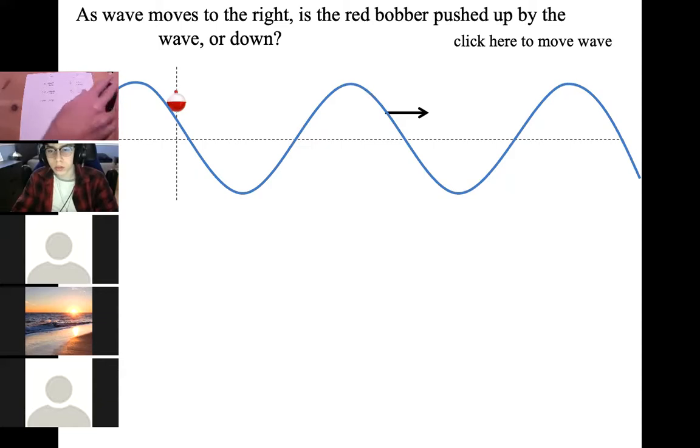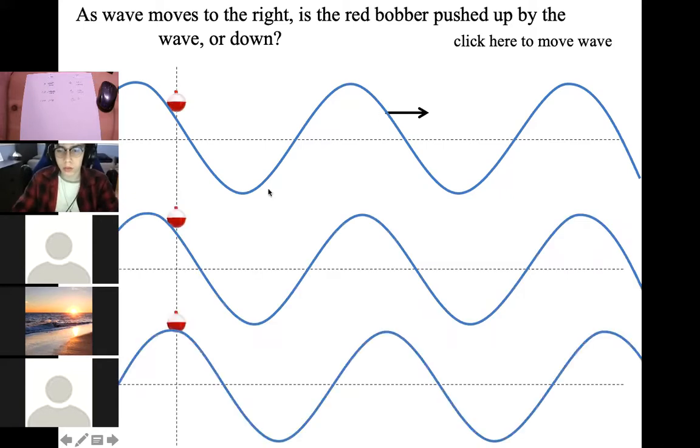Picture the wave traveling through to the right. Which way does the bobber move? Up or down? Let's find out. So I'm going to click here, and then down here, the wave is going to move. We'll kind of see it go there and there. Notice that the bobber does move up. Those of you who said up were correct.